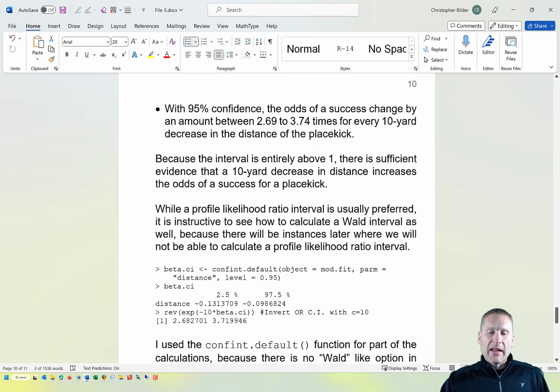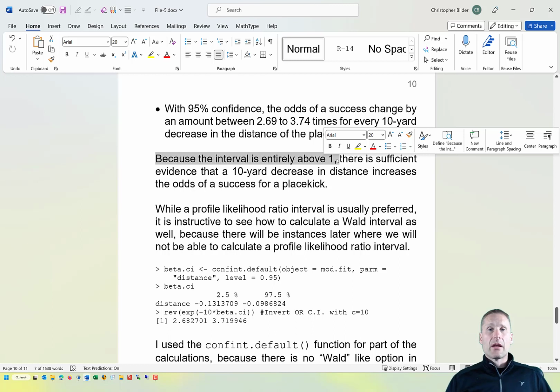Now also notice that the interval is entirely above 1. Why is that important? Well, remember, an odds ratio that's equal to 1 says the numerator is exactly the same as the denominator. Here we have shown that indeed the whole interval is above 1, indicating that there is a distance effect, meaning that distance does affect the odds of a success. Also, correspondingly, distance affects the probability of success as well.